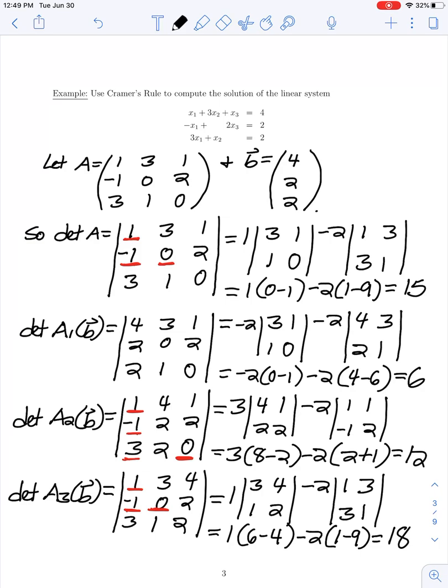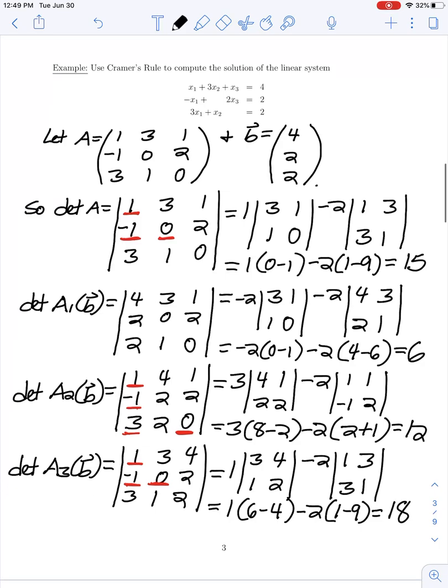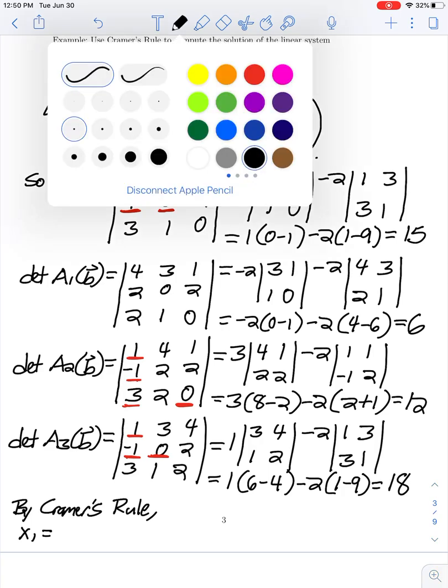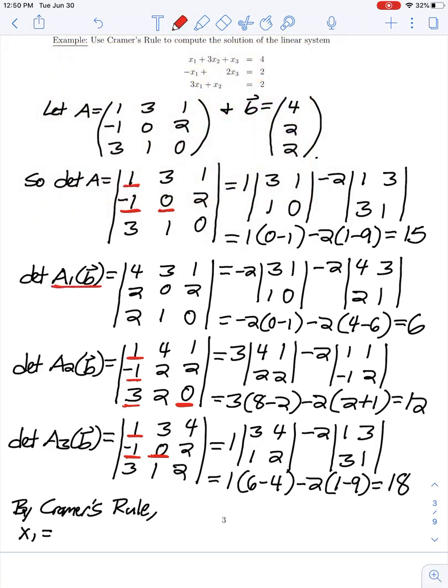So finally, once we've calculated each of these determinants, we're ready to apply Cramer's rule. So by Cramer's rule, we find that the first entry in our solution would be given by the ratio of the determinant of A sub 1 of B, which was 6, divided by the determinant of A, which was 15. So we have 6 over 15, or dividing top and bottom through by 3, 2/5.